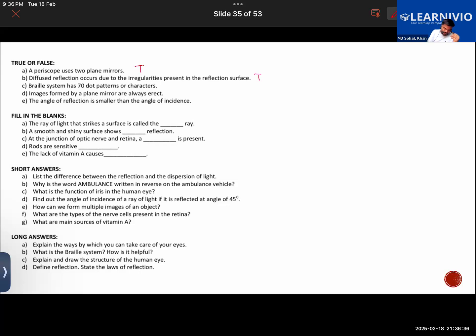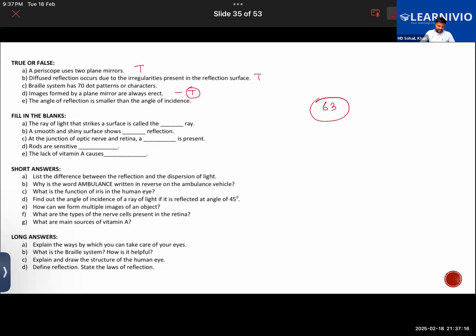Okay. And false. So how many dot patterns or characters are there? They are about 63. Okay, 63 dot patterns are there in the form of columns. Okay. Continue. True. Yes, that is true. False. Obviously, that one is false. Good.